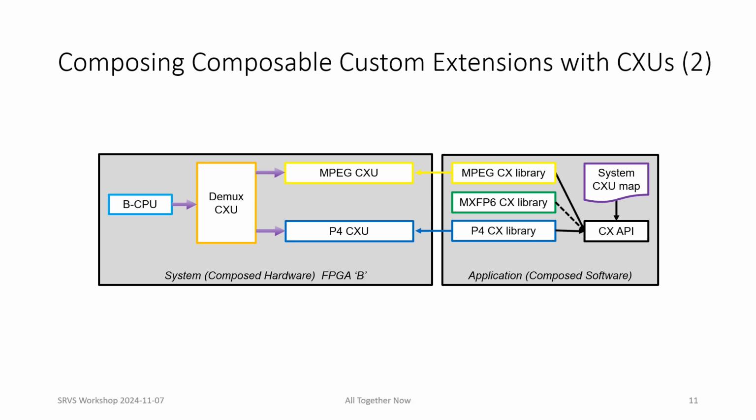Here the design has been re-implemented in vendor B's FPGA with a B RISC-V core, a simpler interconnect, and 2 of the original 3 CXUs. The exact same application runs on this hardware, although here the MXFP6 library discovers that its extension is not available and must fall back to pure software.